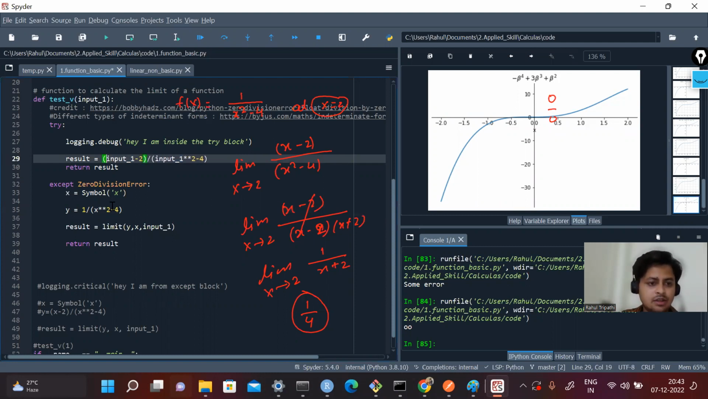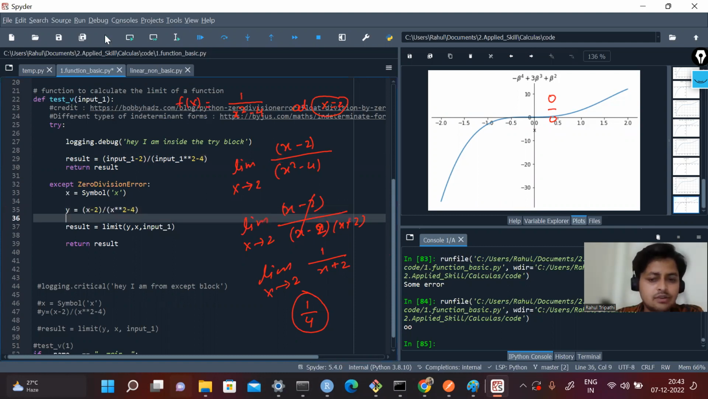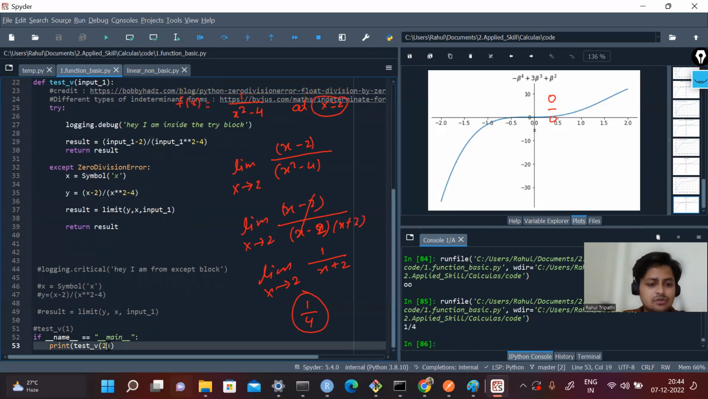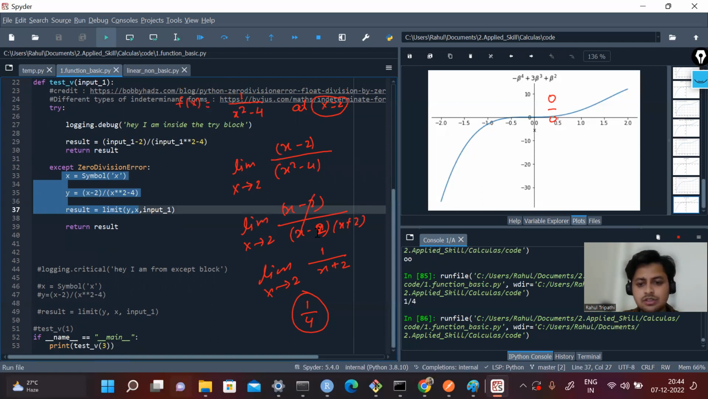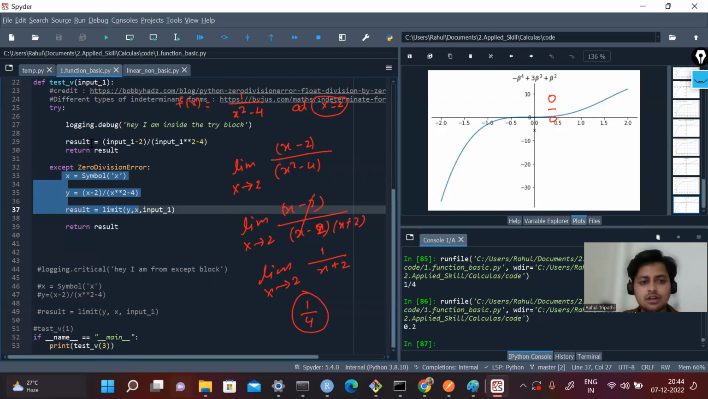Okay, here I will also change the equation to x minus 2, and now if I run it, we are able to get the value. If I pass 3, you can see we will not come into this block; we will be in the try block. Here we are getting 0.2 because this function is called.